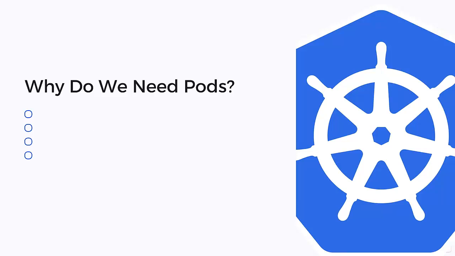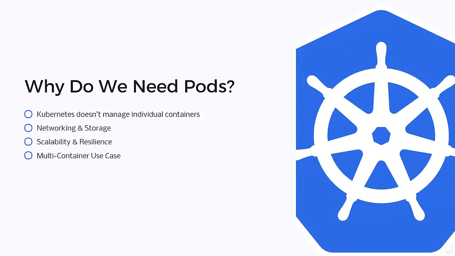If you're new to Kubernetes, you might wonder, why do we even need a pod? Why not just run containers directly? Because Kubernetes does not manage individual containers. Instead, it manages pods. It acts as a wrapper around one or more containers. Networking and storage: containers inside a pod share the same network namespace and can easily communicate with each other. Scalability and resilience: pods are disposable and can be restarted and replicated whenever needed. Multi-container use cases: sometimes multiple containers need to work together inside the same pod.